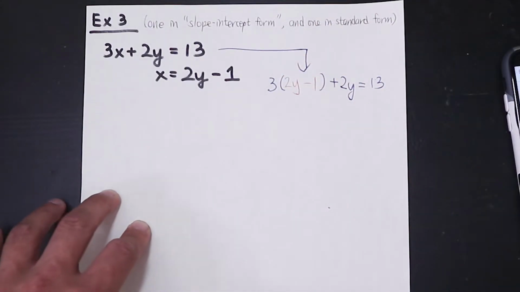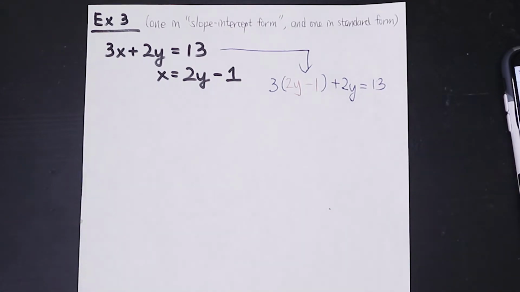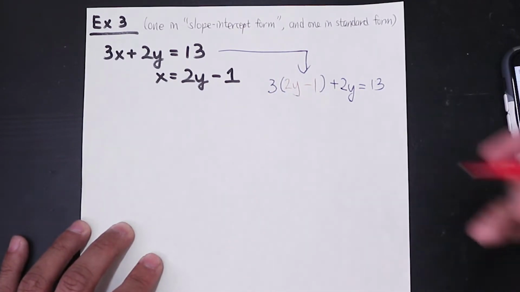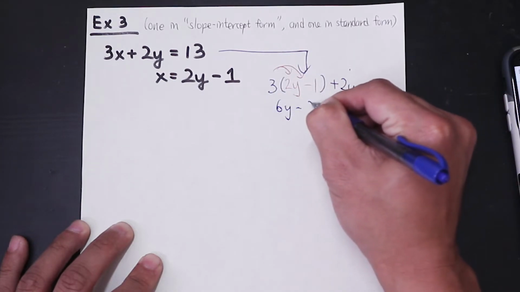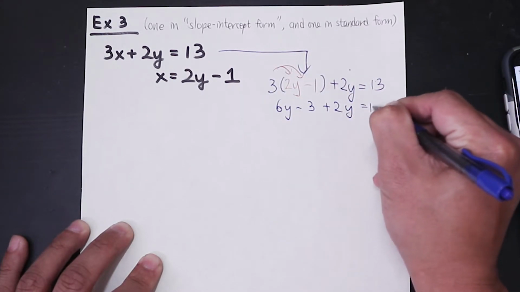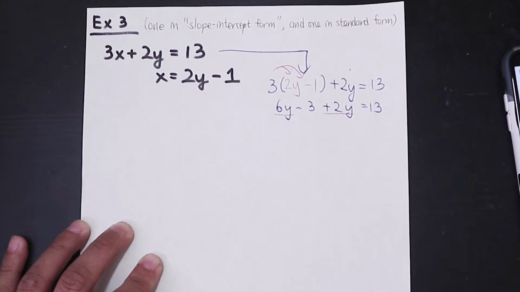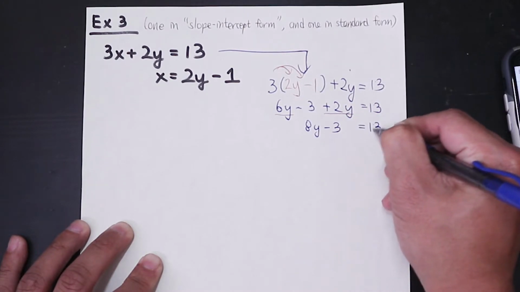Now, you have an equation in terms of y variables, and that's totally fine. You know, we don't have to use x all the time, but the way that you solve it is the same way. So you first distribute, and you get 6y minus 3 plus 2y is equal to 13. Then on the left side, see that 6y and 2y are like terms, so you combine them and you get 8y minus 3 is equal to 13.